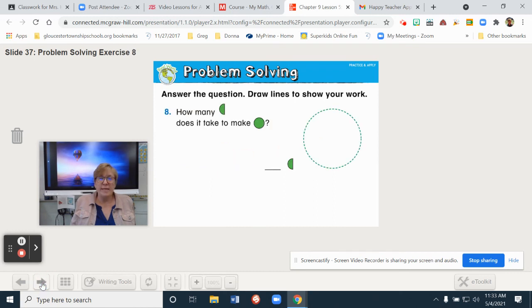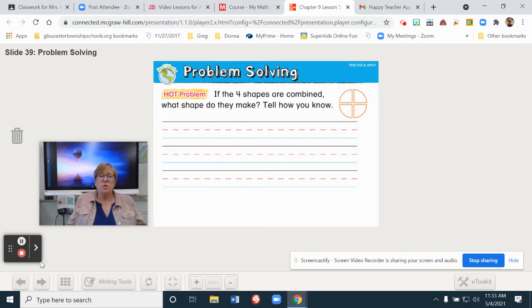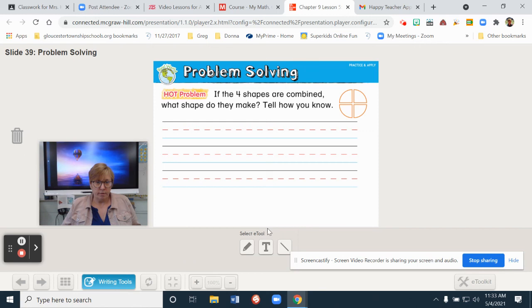Okay, number 8. Answer the question, draw a line to show your work. How many, I wonder what we call that, crescent maybe, does it take to make a circle? And it takes 2. Okay. All right, so if the 4 shapes are combined, what shape do they make? Well, let's answer that first. If we push those together, what shape do you see there? That's right, a circle.